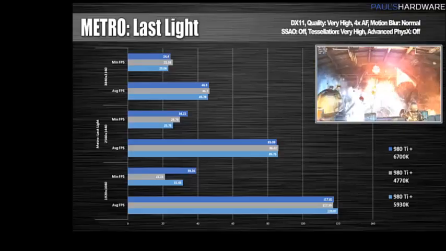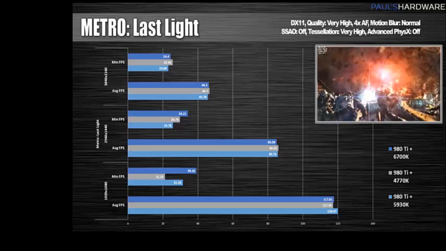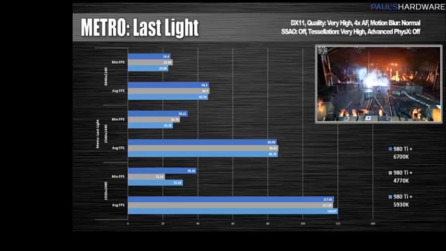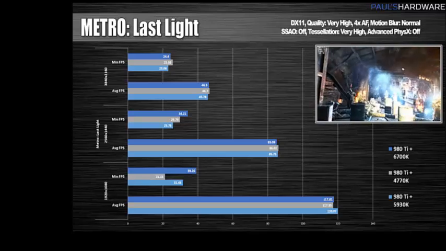Metro Last Light is next, and again, if you're looking at those average frame rates, not a whole lot of difference. The 5930K did seem to have a little bit of an edge at 1080. I've also included minimum frame rates here. Those do tend to bounce around a lot, but just there for your reference in case you were interested.